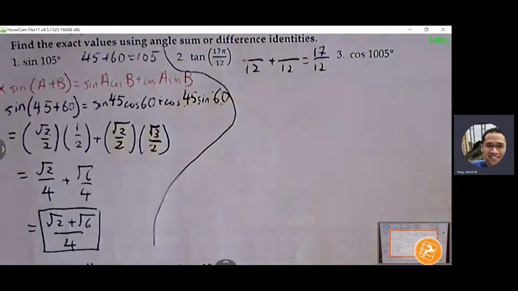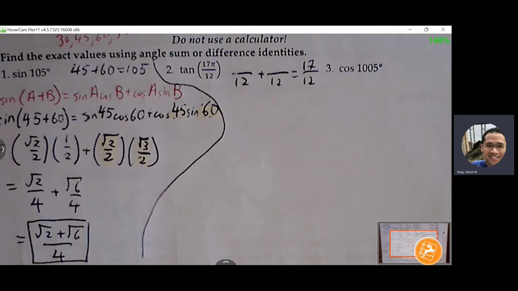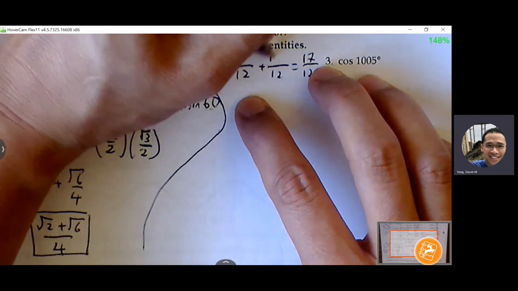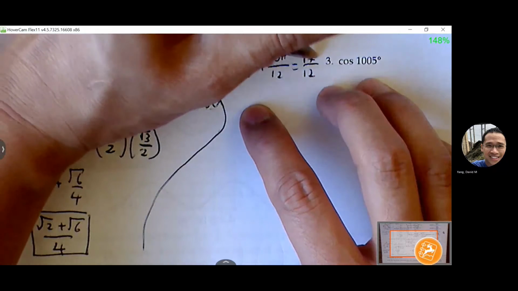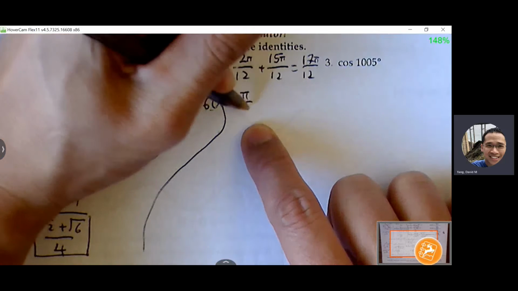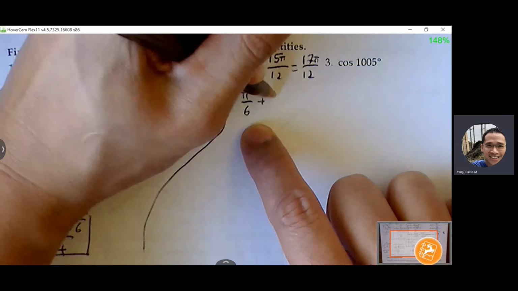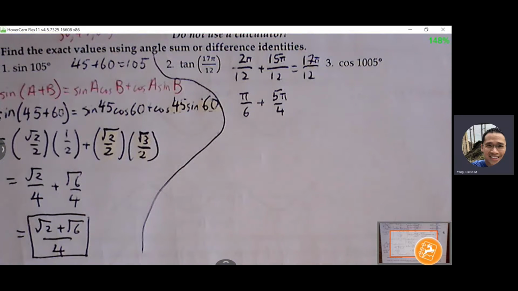Yep, that works. So again, you have multiple options, as long as you can find something that works. There may be other options besides this. I did 9 pi over 12 and 8 pi over 12, but yeah, this works. 15 over 12. Okay. So if we reduce this, we recognize pi over 6, and we recognize 5 pi over 4. Those are perfect.